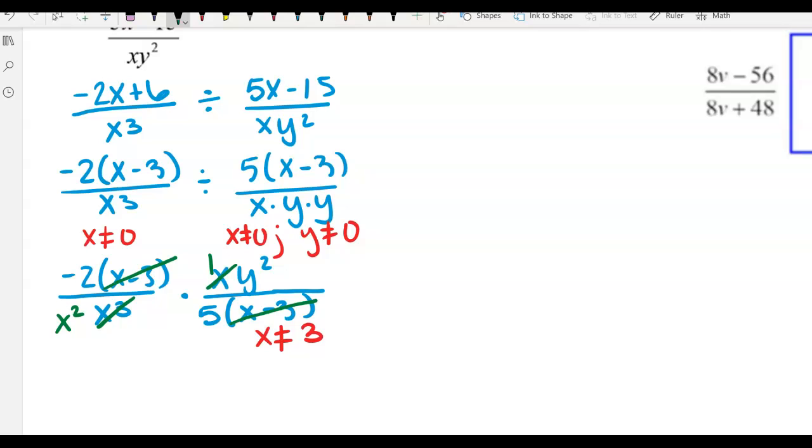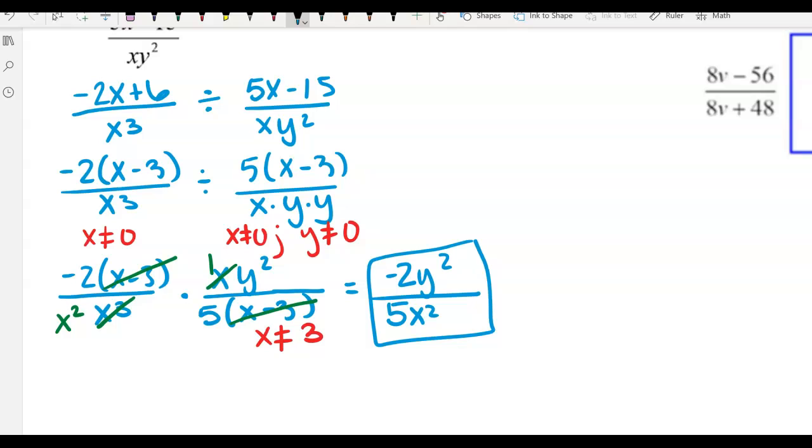So now, look at it again. Anything else before we multiply horizontally? Yes or no? Nope. All right, let's multiply horizontally. So that means, guys, this is a negative 2 times what? Y squared. Over what? X squared times 5, but we normally write the number first. So it's 5 what? X squared. We will box that up, but then we will also need to box up the restrictions. Give me all of the restrictions. X cannot be 0, comma, 3. But y cannot be 0. Box that up.